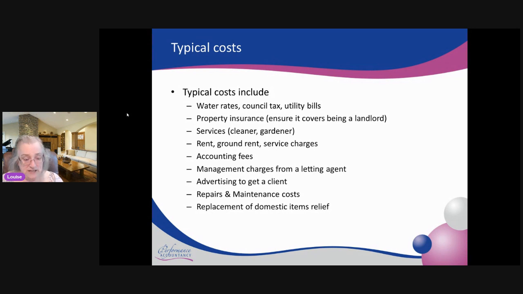I haven't covered it in another video anywhere, but if you do get a loss in your property business, then that loss gets carried forward to offset against any other profits in the following years. You can't use that loss to offset against any other income.